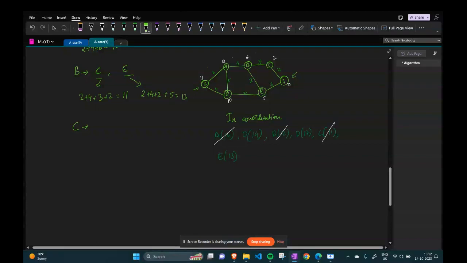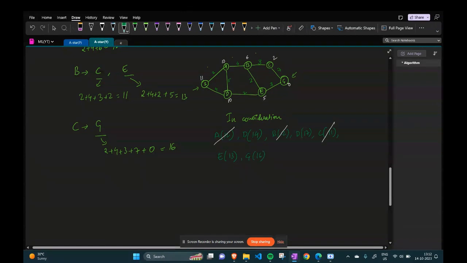Now, C's child is only G, since we can't go back to B, and we compute our value of G, which will give us 2 plus 4 plus 3 plus 7, and the heuristic being 0 because it's the goal node, and we get 6, 9, and 16, I believe. Yeah, 16. Okay, now we add this into our in consideration table, and we get G with value 16.